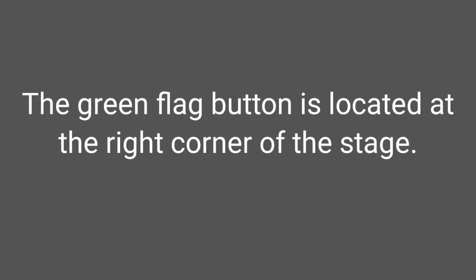The green flag button is located at the right corner of the stage. The position of the green flag button is at the right corner of the stage. And for what purpose do we use the green flag button? It is used for running all the scripts simultaneously.